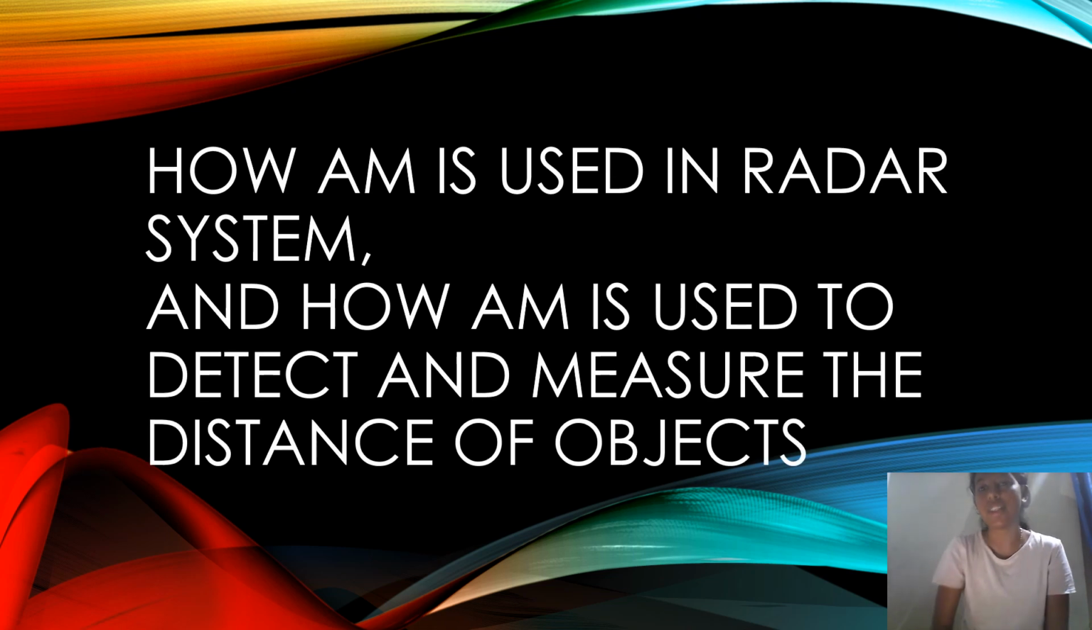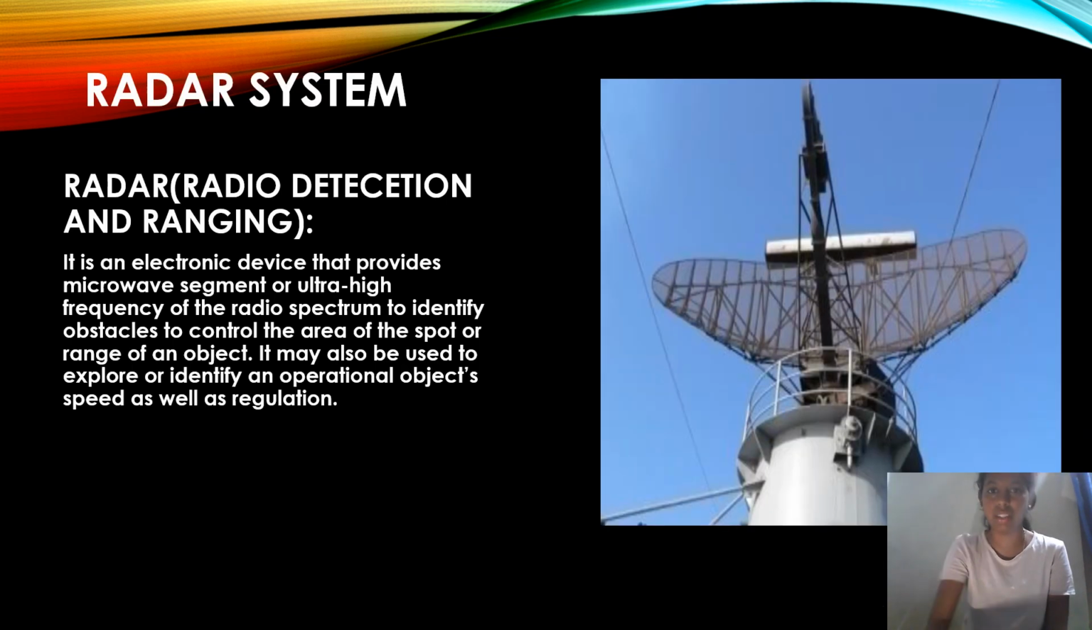Today my video is about how AM is used in radar systems, and how AM is used to detect and measure the distance of objects. I hope you have some little information about radar systems. Now I'm going to tell you what a radar system is, the working principles of radar systems, the applications of radar systems, and how AM is used in radar systems to detect and measure the distance of an object. So let's move on to my topic, radar system, where radar stands for radio detection and ranging.